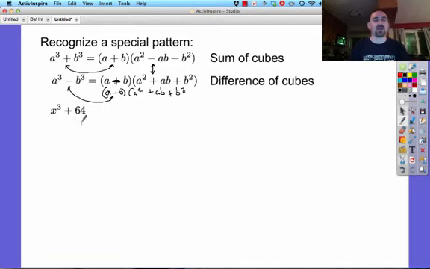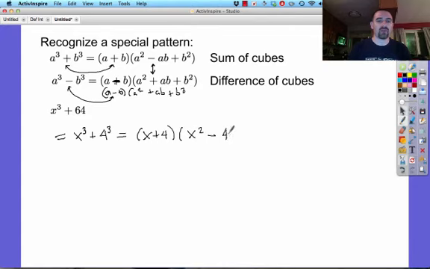So let's look at this. Can we factor this using one of these two formulas? Well, I put this on here, so hopefully we can. This is x cubed. Is this anything cubed? Well, yeah, it is. It's 4 cubed. 4 times 4 is 16 times 4 is 64. I can write this as x cubed plus 4 cubed, and now I can use my sum of cubes formula. A cubed plus b cubed is a plus b, so in my case it's x plus 4, and then we'll have x squared minus 4x plus 16.